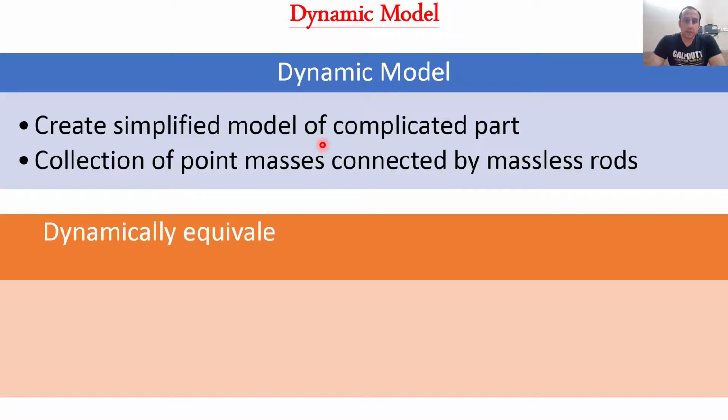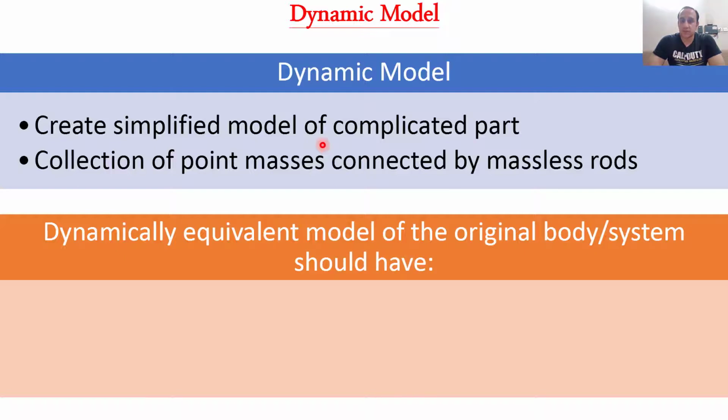Now we will see what the dynamically equivalent model of the original body system should have. We have two systems. One is the actual or original system, which consists of many parts or many links, and the other is a simplified system, which we call the dynamic model or equivalent dynamic model. There are a few things which should be common in these two systems: the original system and the dynamic equivalent of the original system.